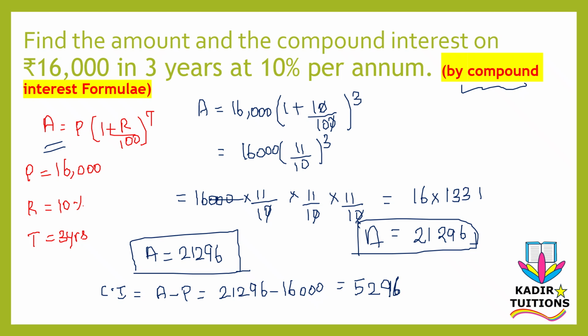So whichever method you are following, the answer is going to be the same. But this one is the compound interest formula method. The previous one is the simple interest formula method.